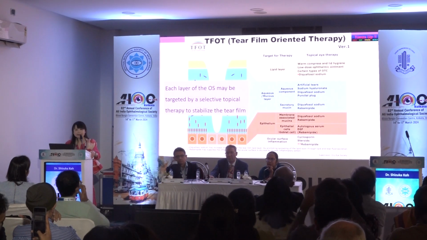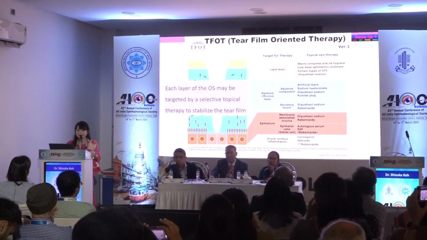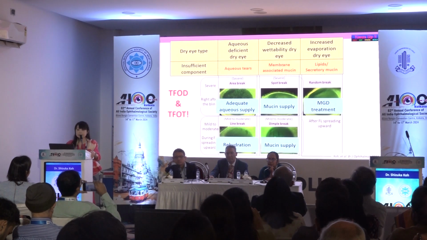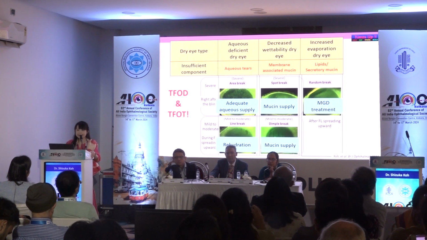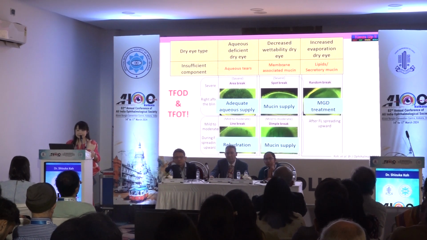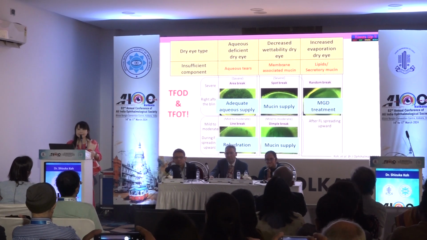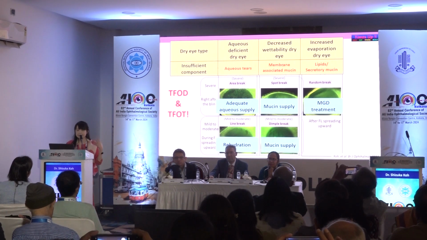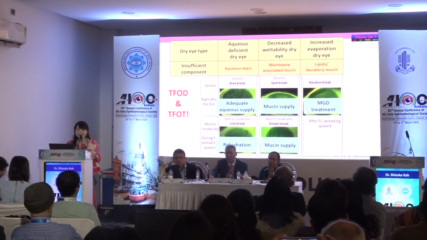So each layer of the ocular surface may be targeted by a selective topical therapy to stabilize the tear film. So this is the strategy of each pattern. In aqueous deficient dry eye, we need the aqueous tears. For the area break, we need adequate aqueous supply, like punctal plug. And for the line break, we need rehydration.